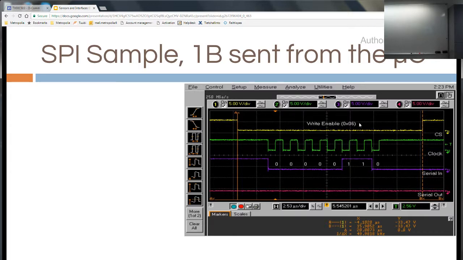So this is an actual readout from a digital scope of one byte sent from the microcontroller. Serial in, serial out. Those are the MISO and MOSI signals actually, but they're somehow marked like that. But anyway, so it's write enable, the signal goes down.